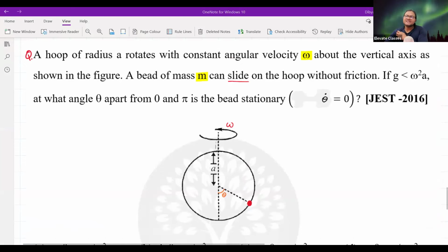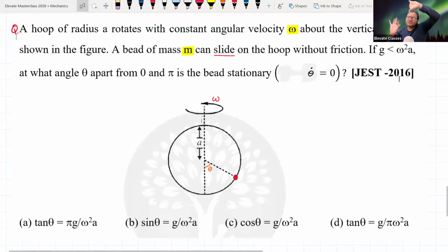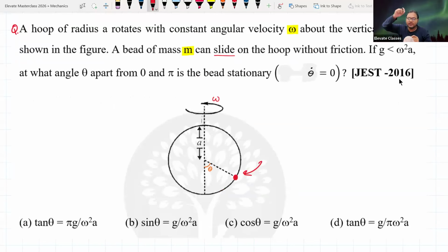I hope that you are able to understand the problem. It's a hoop. समझते हो ना? एक circular ring है. The ring is rotating about the diameter. There's a circular ring. The ring is rotating about the diameter. Ring के ऊपर there is a bead. The bead can slide on the ring. But because the ring is rotating about a diameter, the bead is also moving along the ring.